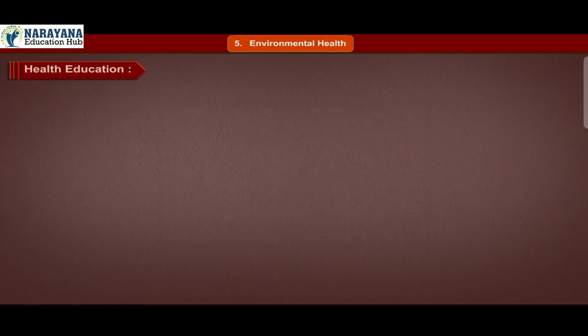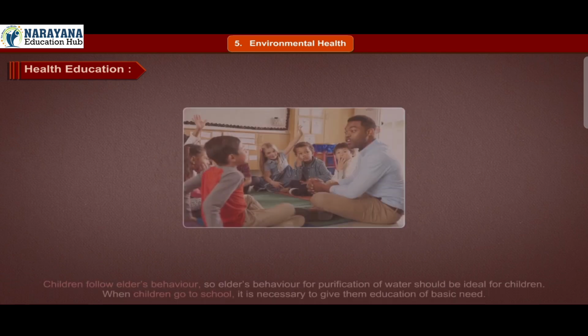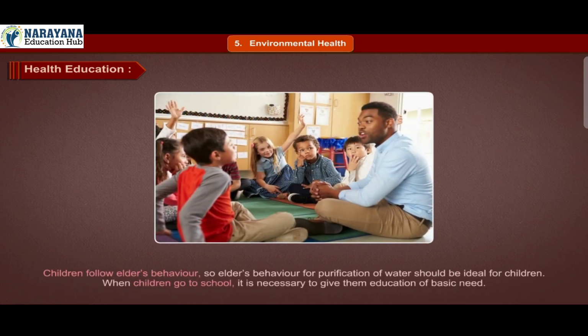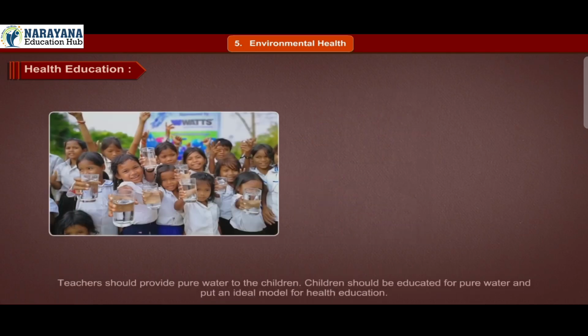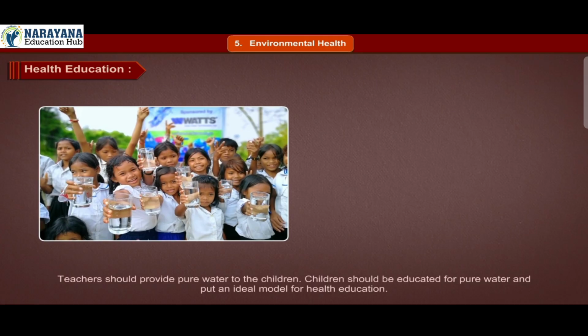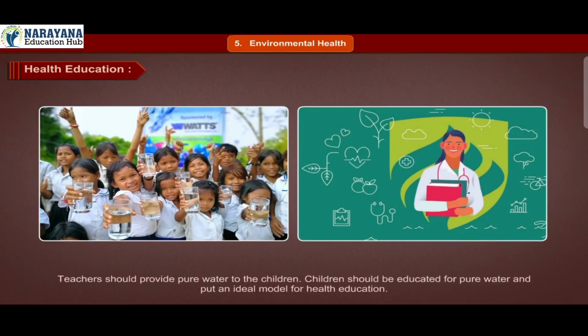be healthy. Health education. All persons in the family and especially children should be imparted such education so that they may be aware of the purity of water. Elders should behave in such a way that good habits develop in children. Children follow elders' behavior, so elders' behavior for purification of water should be ideal for children. When children go to school, it is necessary to give them education of basic need. Teachers should provide pure water to the children. Children should be educated for pure water and put an ideal model for health education.